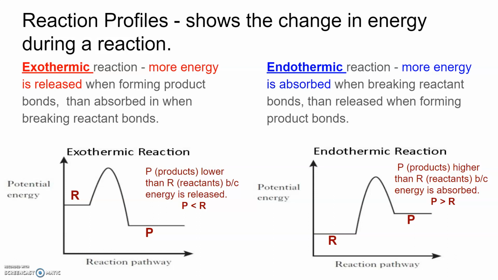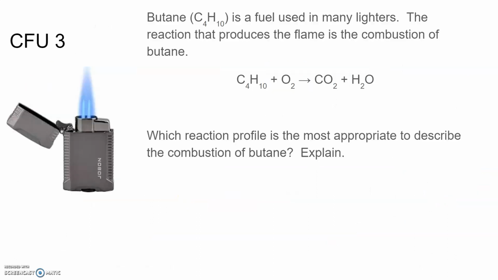So what you have to be able to do is recognize which one's endo and exothermic. All right, here's our next CFU. Butane is a fuel used in many lighters, and the reaction that produces the flame is the combustion of butane, shown here. Which reaction profile is most appropriate to describe the combustion of butane, and explain?